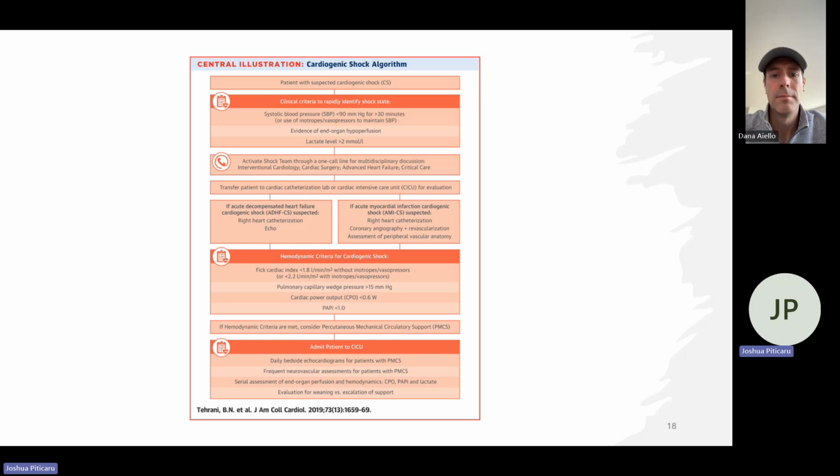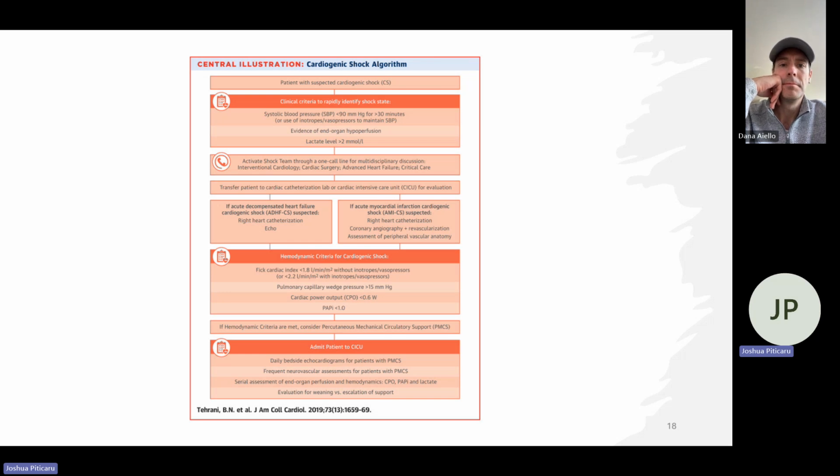Why? Because if things are not going in the right direction in the cath lab, the nice thing is that when they do the cath, they look at the limbs, they look at the arteries of the legs. So they know if they are actually adequate to put in mechanical support, like a balloon pump or an Impella or ECMO, whatever. So, hemodynamic criteria for cardiogenic shock.